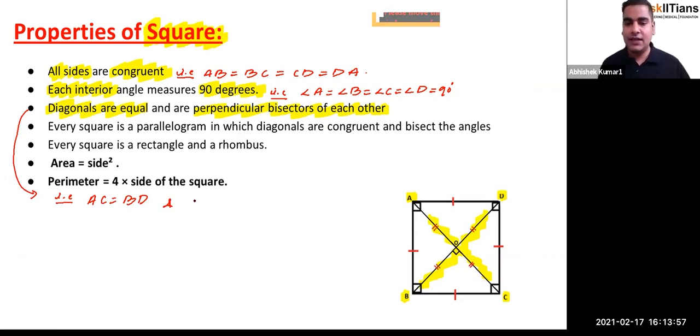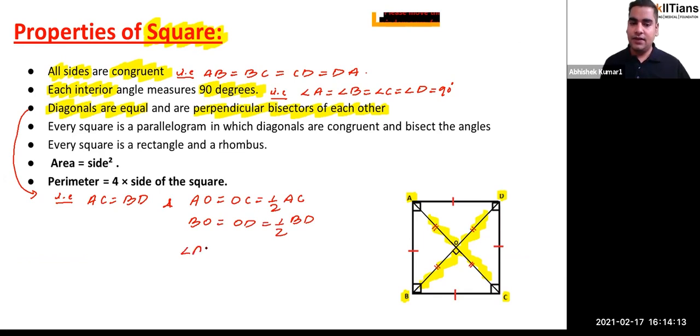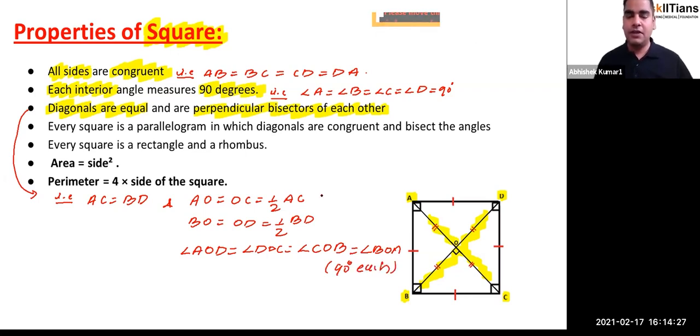And apart from that, what do we have? The diagonals are bisecting at 90 degrees. So you will be getting AO is equal to OC, that will be equal to half of AC. And you will also be having BO equal to OD, and that would be equal to half of BD, right? And also we have these angles, that is angle AOD, that is same as angle DOC, that is same as angle COB, that is same as angle BOA. So all these angles are equal to 90 degree. Okay, that's an important property because you will see many problems related to this particular property.